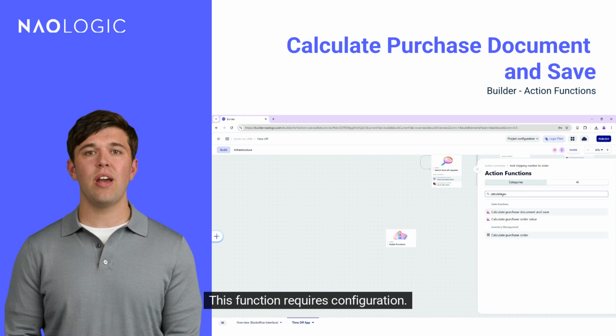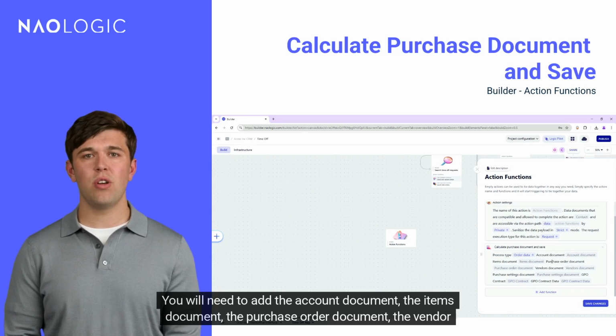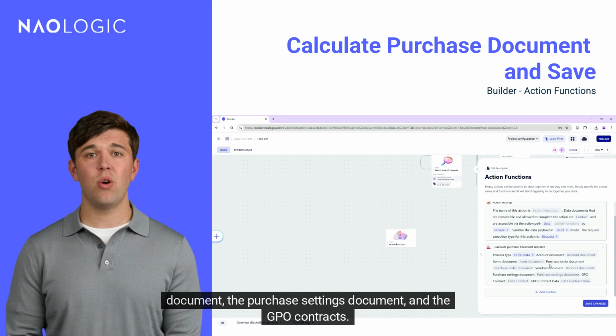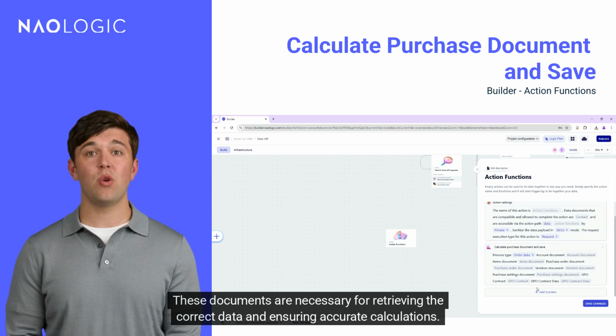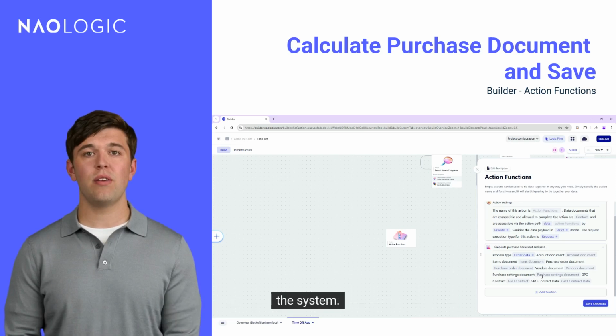This function requires configuration. You will need to add the account document, the items document, the purchase order document, the vendor document, the purchase settings document, and the GPO contracts. These documents are necessary for retrieving the correct data and ensuring accurate calculations. You can either create these documents from scratch or use one of the predefined bundles available in the system.